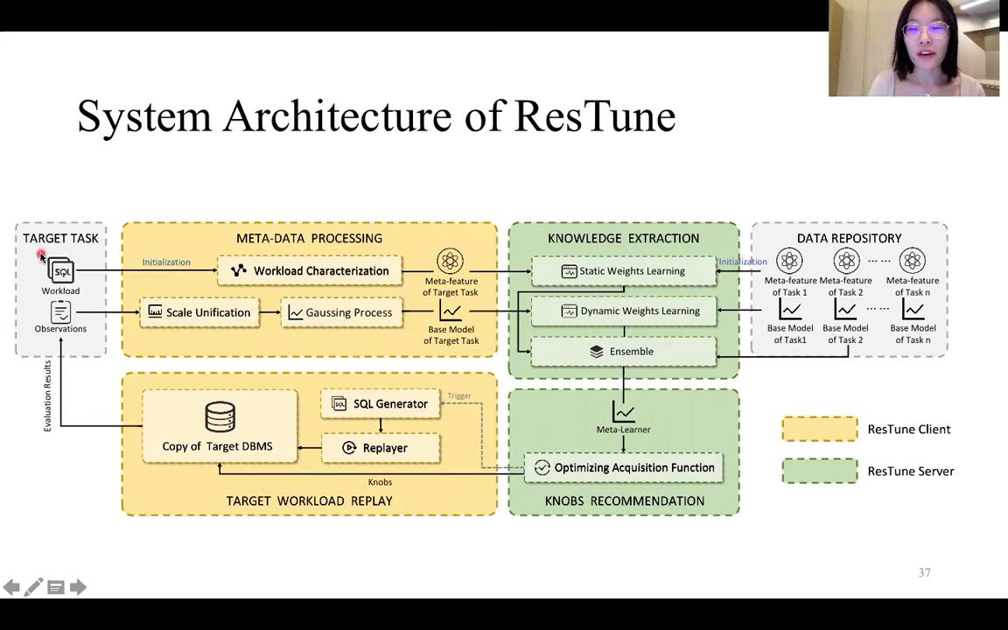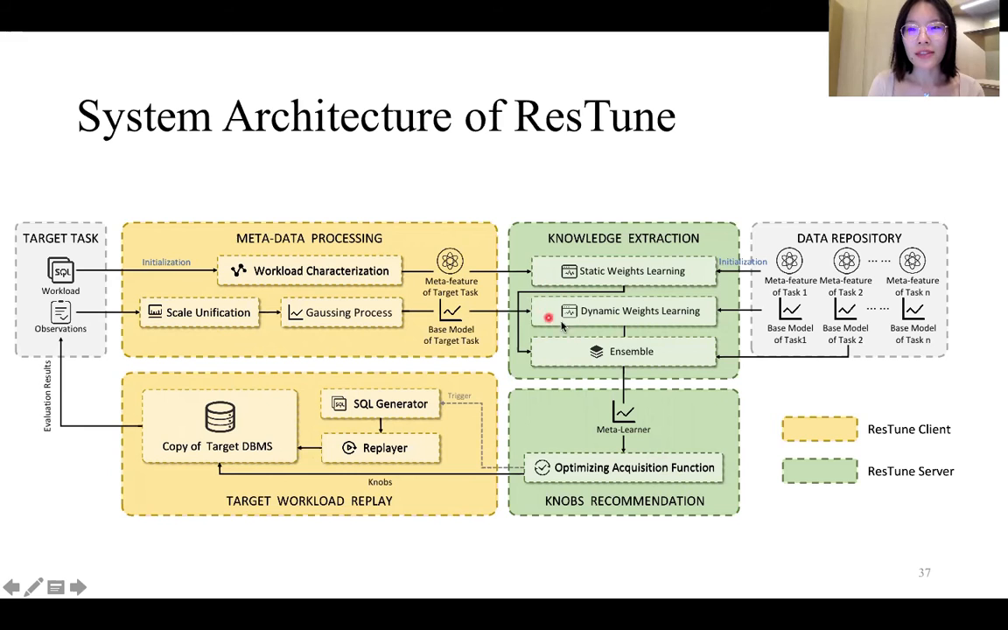This is the architecture of ResTune. When a tuning task is launched, a copy instance of the target DBMS is made, and a time window of the target workload is collected for future replay. The copy instance is deployed in the user's environment to protect data privacy. Two main parts of ResTune are deployed separately: ResTune client and ResTune server. ResTune client consists of the metadata processing component and the target workload replay component, and is deployed in the user's environment. It handles the pre-processing of target tasks and the evaluation of suggested knobs.